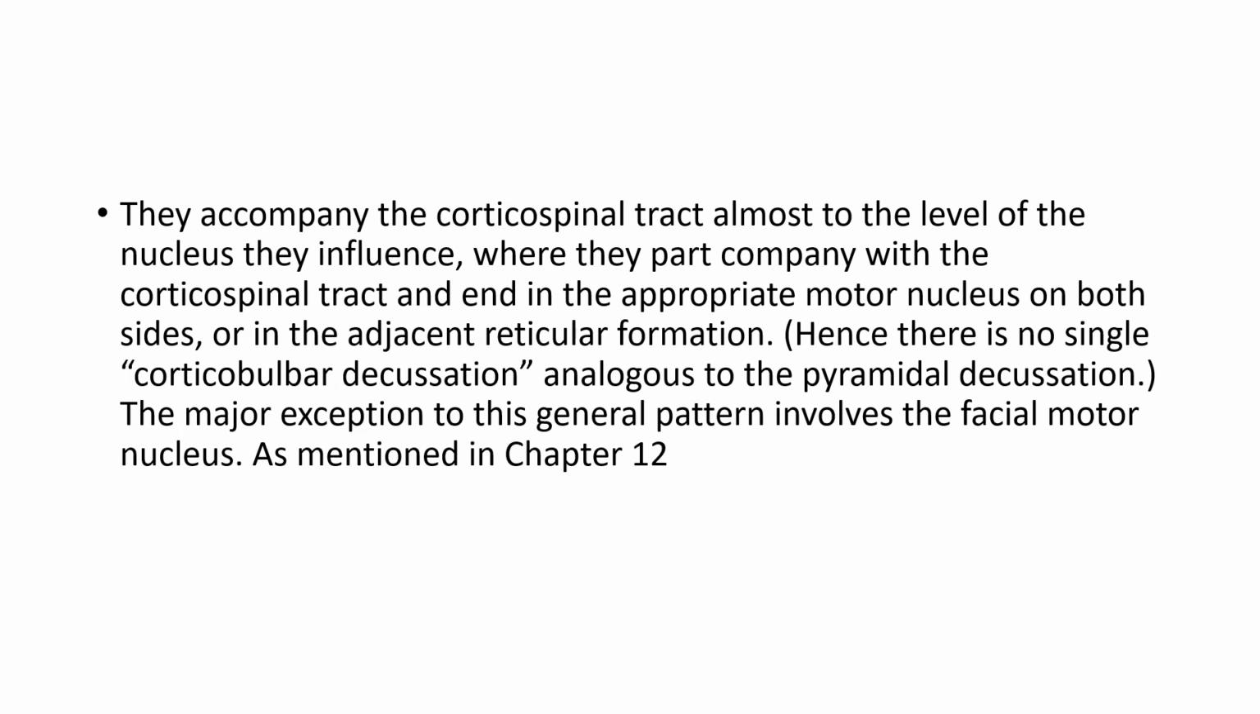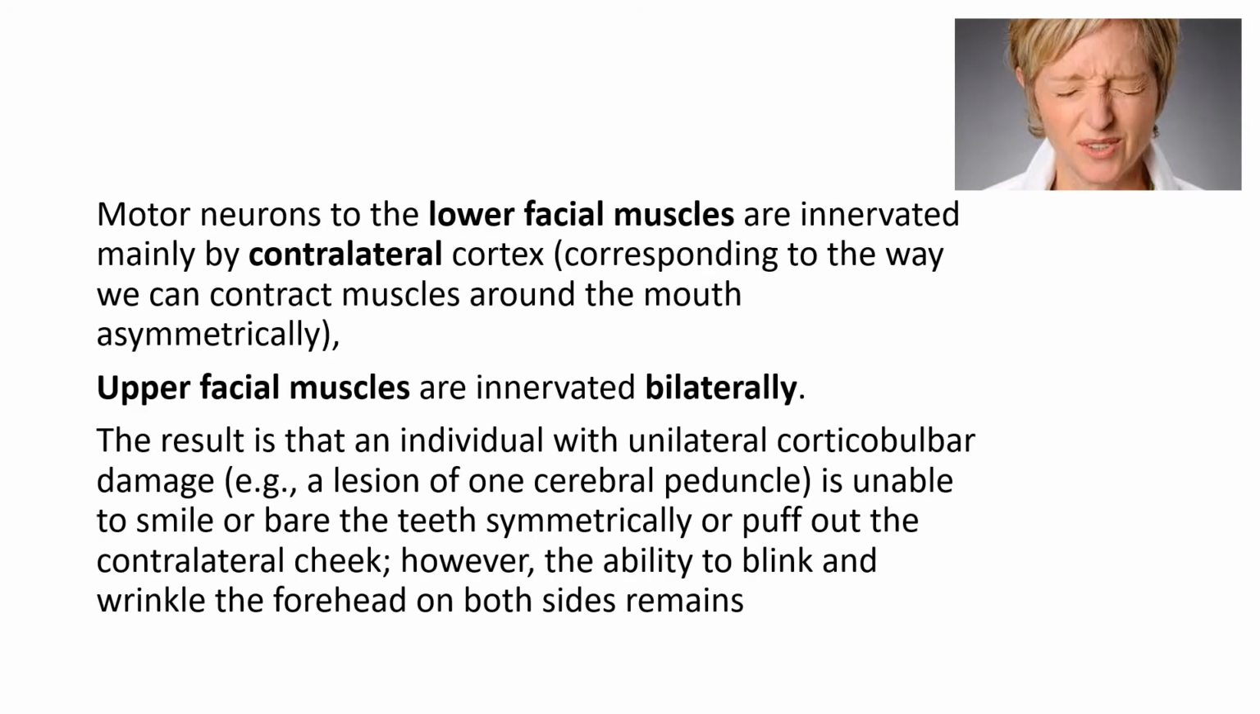Hence, there's no single corticobulbar decussation, analogous to the pyramidal decussation of the corticospinal tract. The major exception to this general pattern involves the facial motor nucleus, as we looked at in chapter 12. Motor neurons of the lower facial muscles are innervated mainly by contralateral cortex, corresponding to the way we can contract muscles around the mouth asymmetrically. Upper facial muscles are innervated bilaterally.